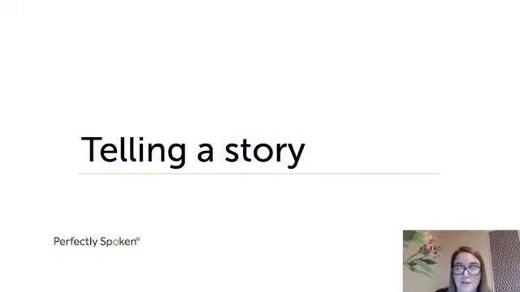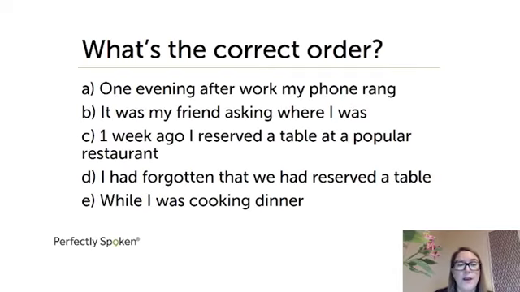Okay, so the final part of the lesson, we're talking about telling a story, telling an anecdote, recounting something that's happened to you. What's the correct order? So I've given you A, B, C, D, and E, 1, 2, 3, 4, 5 sentences. And what order do you think these things happened?